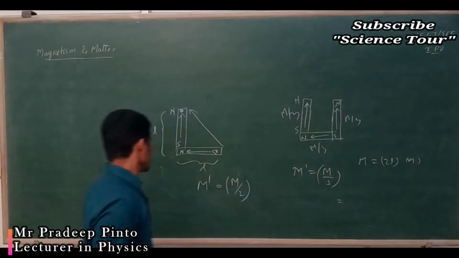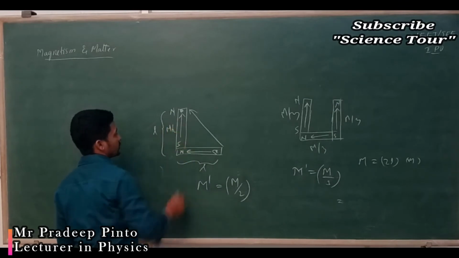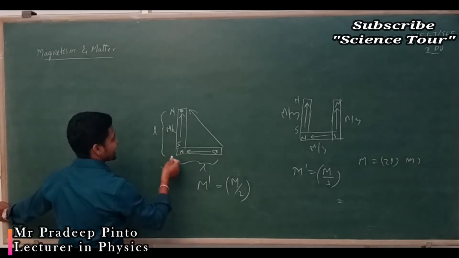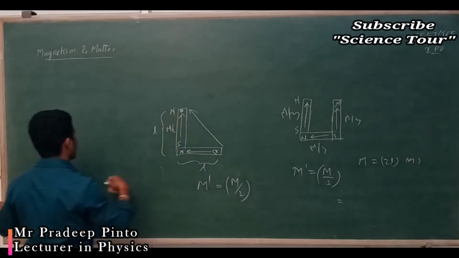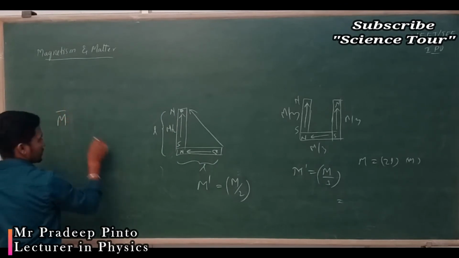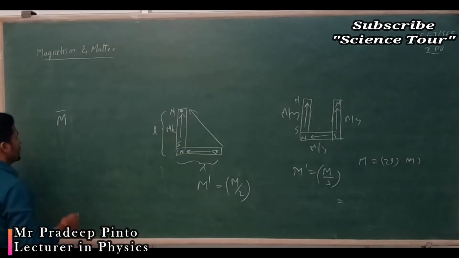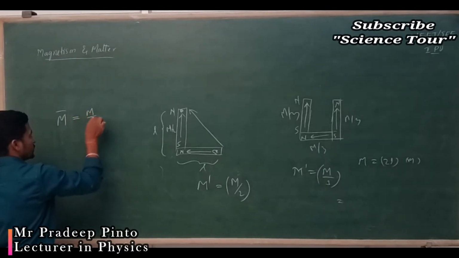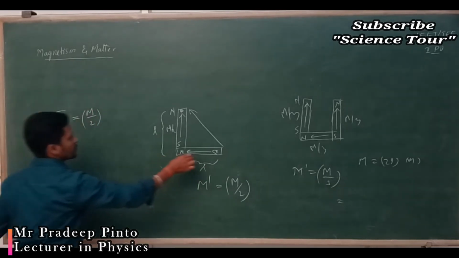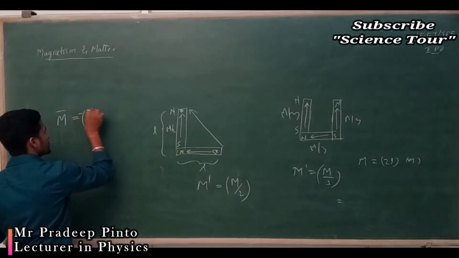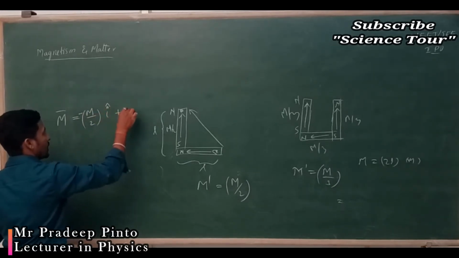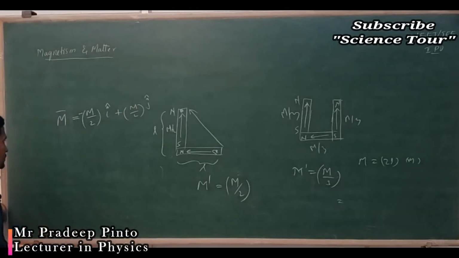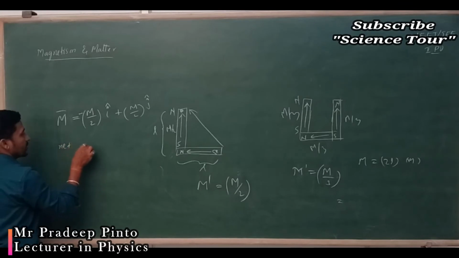So the magnetic moment is m by 2, and m by 2. This one is in the negative x direction, and this one is in the positive y direction. Total m: this is for m by 2, and for the other magnet we are going to get the net magnetic moment, that is m by 2, in the minus x direction plus m by 2 in the y direction. So the net magnitude I can write down.